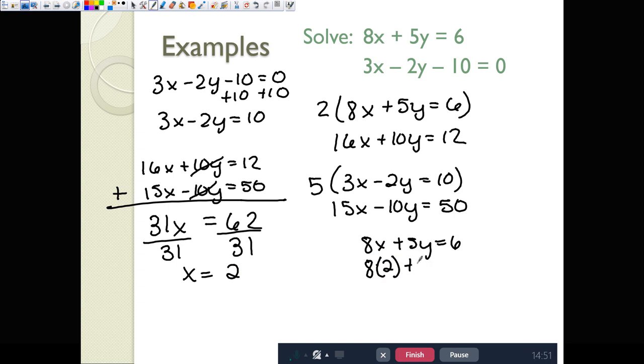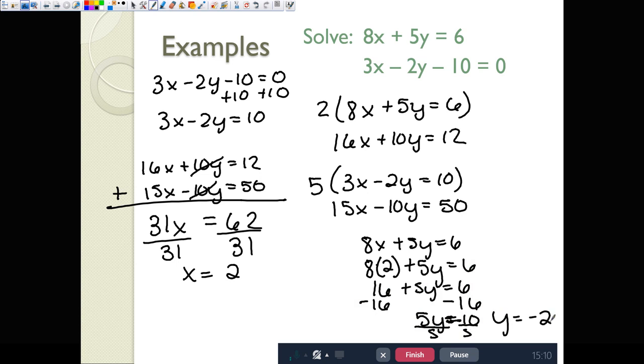I need to find y. So that's going to give me 16 plus 5y equals 6. Subtract 16 from both sides, so we get 5y equals -10. Divide by 5, y equals -2. So my ordered pair will be (2, -2).